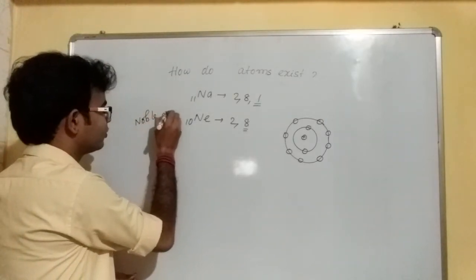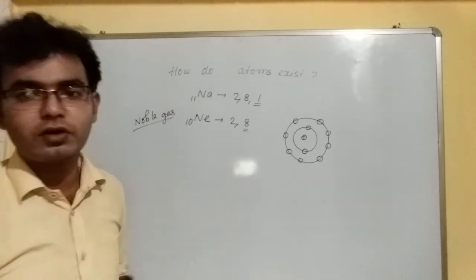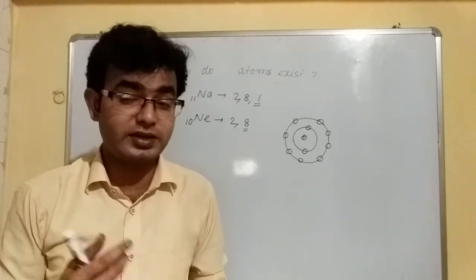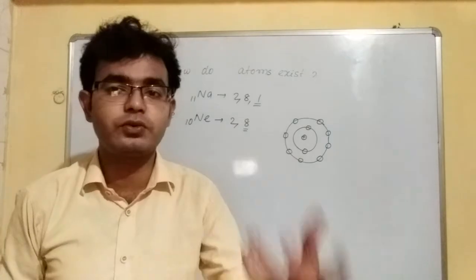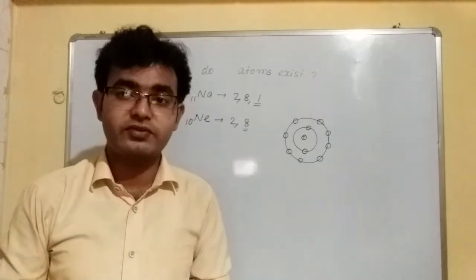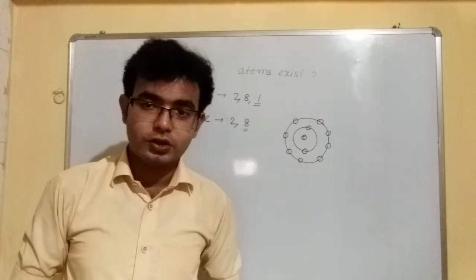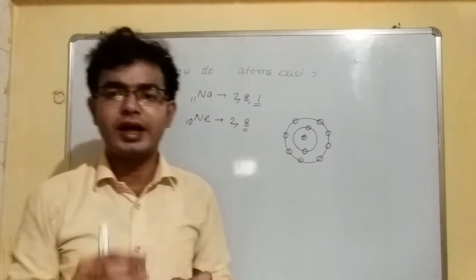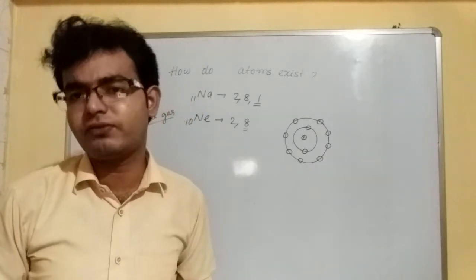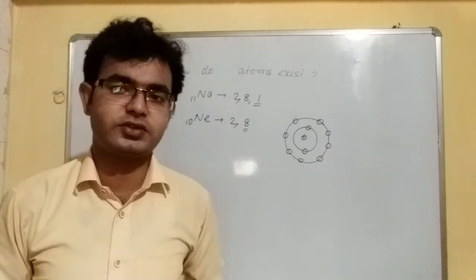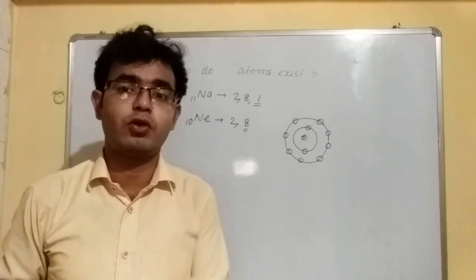Okay, it is called noble gas. It's not necessary for noble gases to react with other substances. That's why the valence is also 0. So all the atoms try to get the electronic configuration like its nearest noble gas. This one is called the Octet Rule.